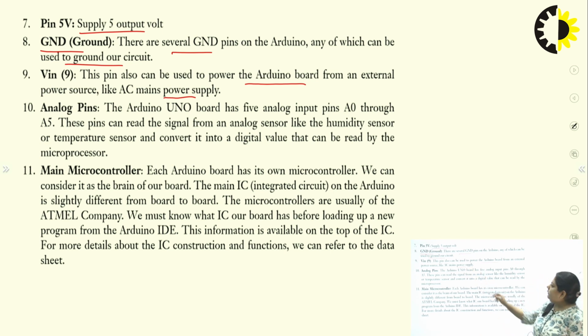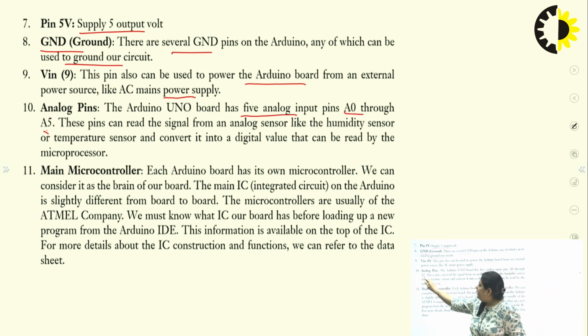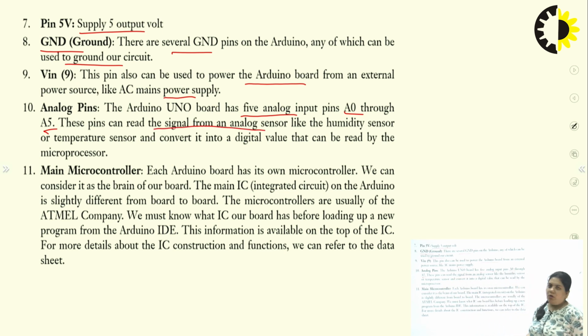Analog pins. Here there are 6 analog pins in this UNO board, from A0 to A5. These pins read analog signals. That means whichever sensors are giving you an analog signal as an input, these pins are used to read those analog signals, like from a humidity sensor or temperature sensor, and convert them into a digital value that can be read by the microprocessor. Whatever input sensors provide to the Arduino UNO board can be read only by these A0 to A5 analog pins.